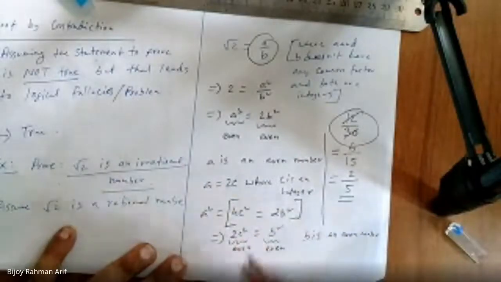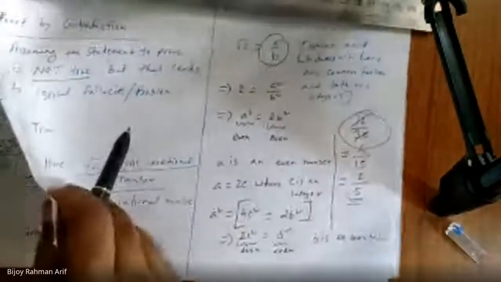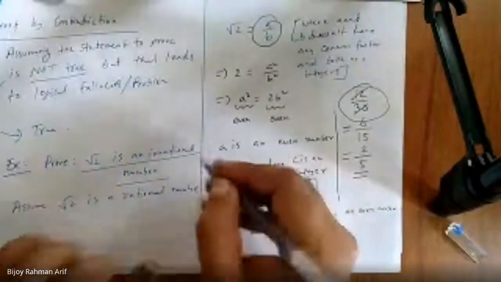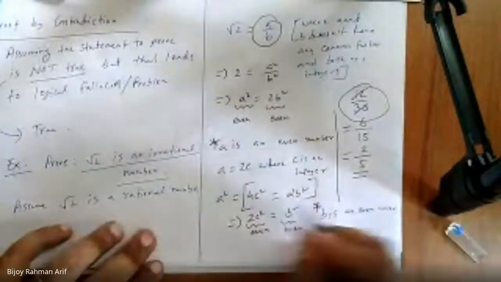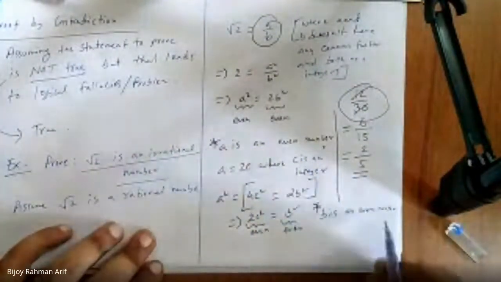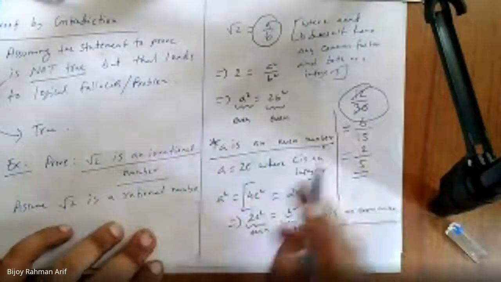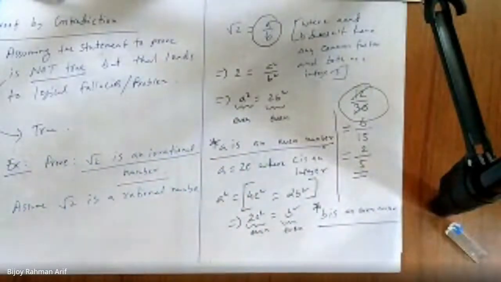From the same theorem, if x square is an even number, then x is an even number. Do you agree with me or not? Yes, sir. Then let's consider this and this. A is an even number and B is an even number. So definitely they must have one common factor. What is that?